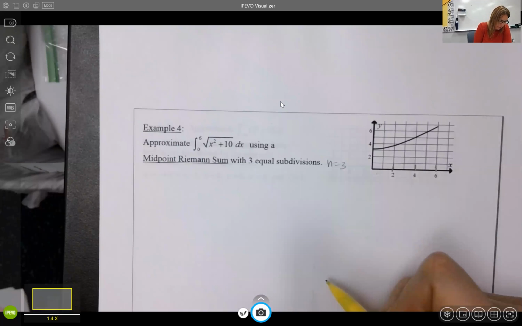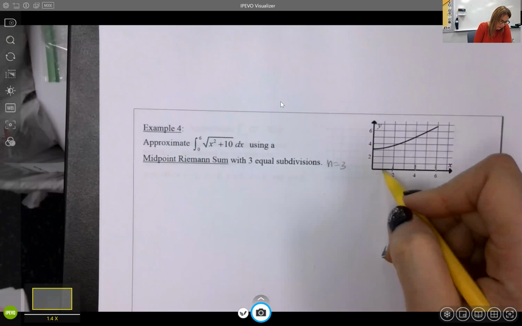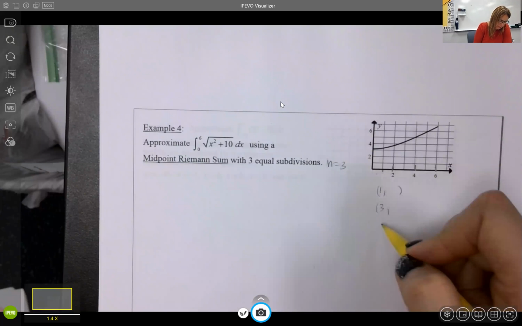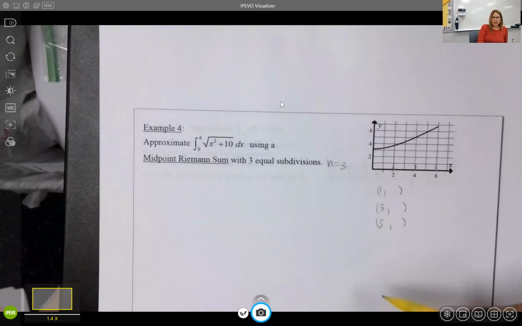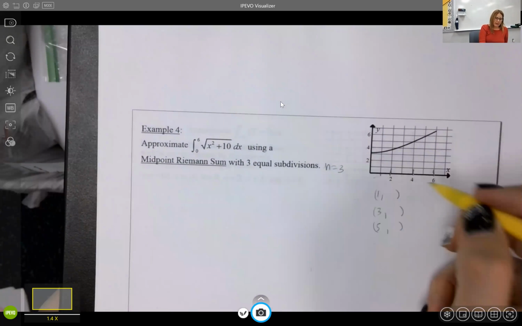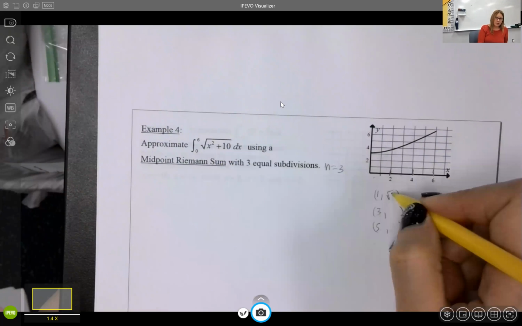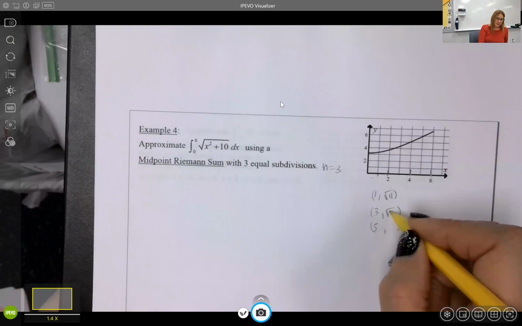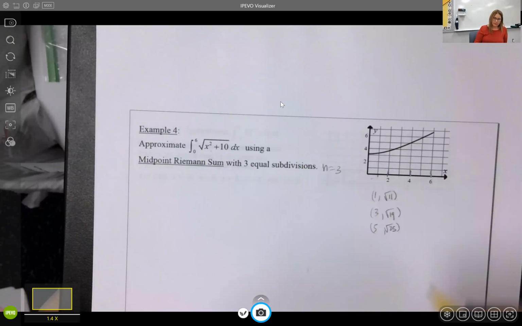So I'm going to figure out in this interval, the middle point would be 1. So I need to know the function value at 1. I need to know the function value at 3. And I need to know the function value at 5. Okay, so yeah, I could do this integral and figure this out, but we're going to do it using a midpoint Riemann sum instead. So if I plug a 1 into my equation, I get 1 plus 10, the square root of 11. Okay, if I plug a 3 in, I get 9 plus 10, the square root of 19. And then if I do 5 squared plus 10, I have 35. So the square root of 35.